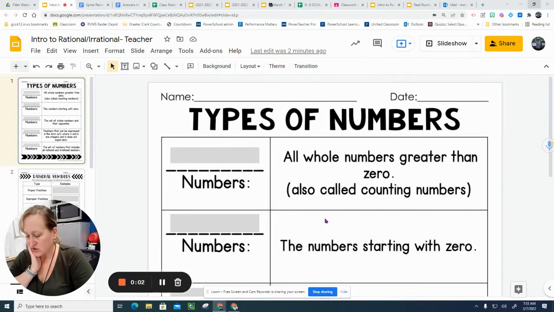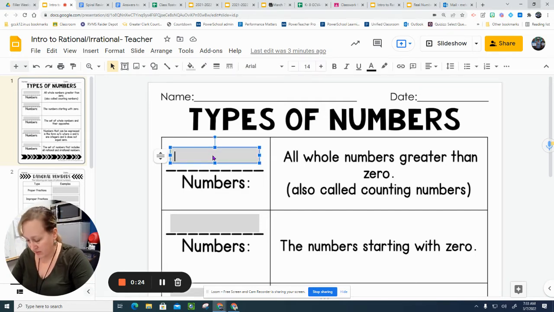Okay, today we are going to learn about the real number system. There are different types of numbers, which you may or may not have known. So we're going to start discussing the types of numbers that there are. The first set of numbers is all whole numbers greater than 0. It's also called counting numbers. So like 1, 2, 3, 4.